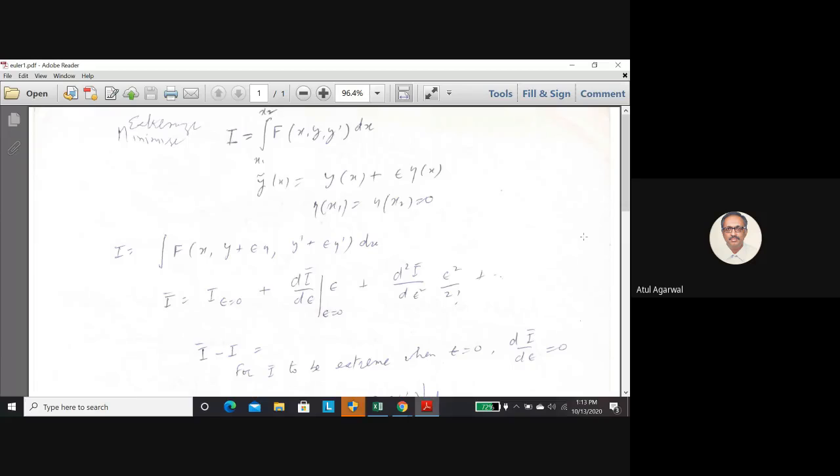Now this is something different. How many of you have heard of the action principle? Something called the action principle is there in mechanics. Have you heard of the Lagrangian? In mechanics, there is a concept of the Lagrangian.